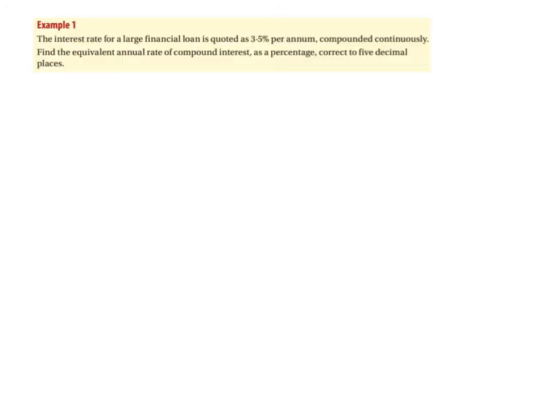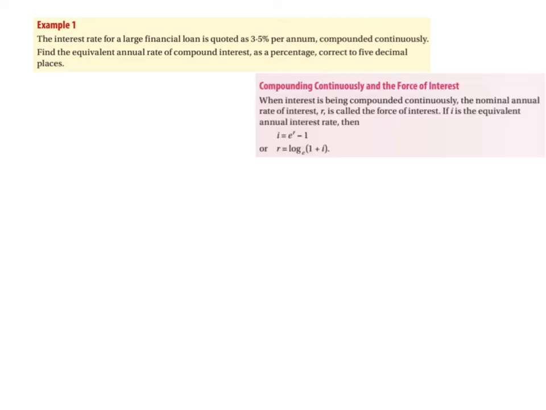So here we are: the interest rate for a large financial loan is quoted as 3.5% per annum, compounded continuously. Find the equivalent annual rate of compound interest as a percentage, correct to 5 decimal places. Remember the compounding continuously and force of interest, I've just parachuted that in from the previous slide. We can see that I is equal to e to the R minus 1, or R is equal to log e of 1 plus I. We are told the interest rate is quoted at 3.5% per annum, so R is equal to 0.035. We're finding the equivalent annual rate, so we're trying to find I.